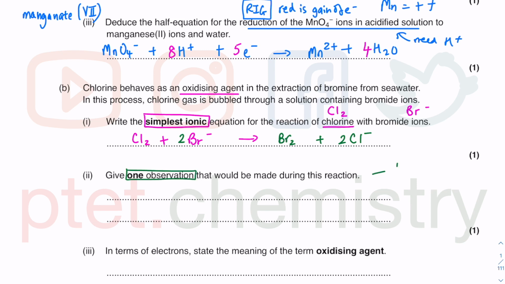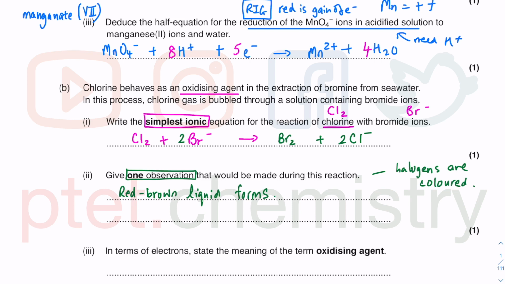Now give one observation that will be made, or that will be observed. So halogens are colored. You need to know the colors of the halogens, meaning to say the elements Cl2 and Br2 are colored. As we produce the Br2 element, we will see a red-brown liquid form. And they say give one observation, they don't say give the observation.